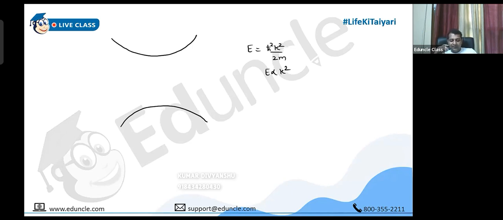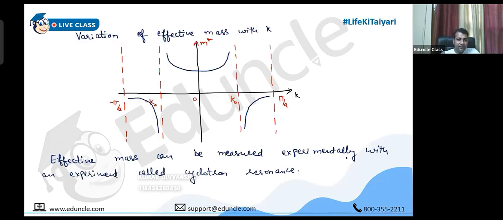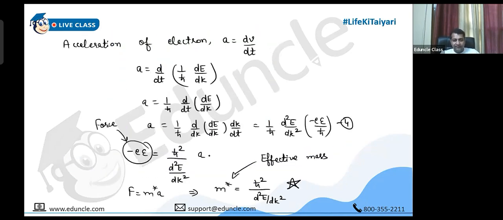So what will happen in that scenario? Effective mass will become infinity. Because the total field will become 0. If total field is 0, the electron will not be moving at all. Means the acceleration is 0. Now you see from here. This was the acceleration. Acceleration is inversely proportional to mass. So if acceleration will become 0, there is no effective field, so mass will be infinity.